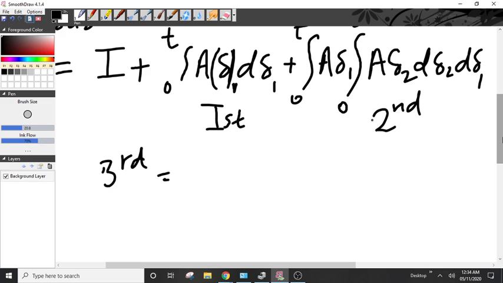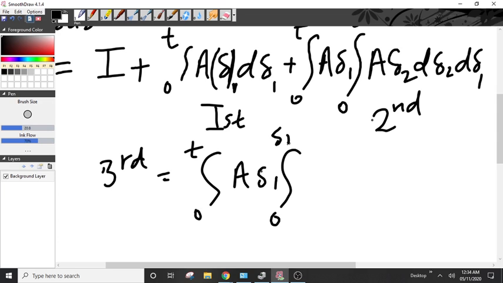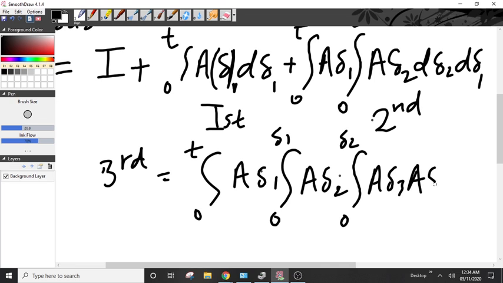include double integrals, so in the third term we should have three integrals, and the first integral will be this A(sigma 1), and then straight away we will have a second integral A. This will be from sigma 1, and this is A(sigma 2), and then we will need a third integral as well. This will be till sigma 2, and we will have A(sigma 3), and now integrate over all those regions. So d sigma 3, d sigma 2, d sigma 1, and this series will go on.